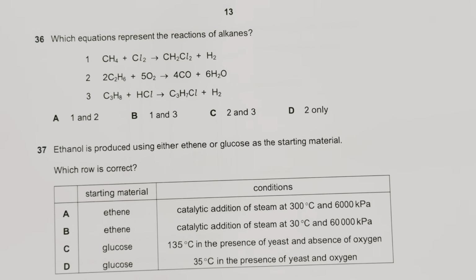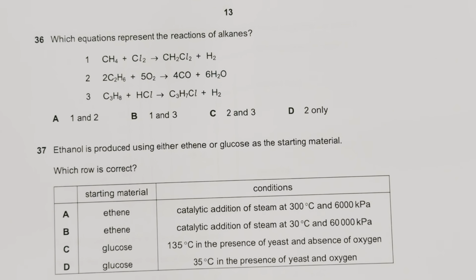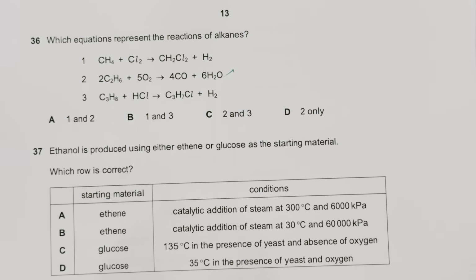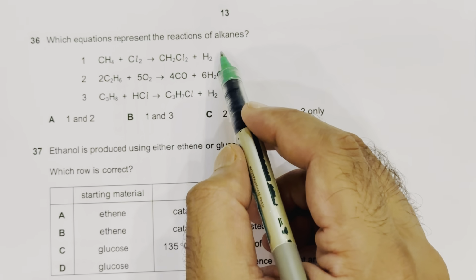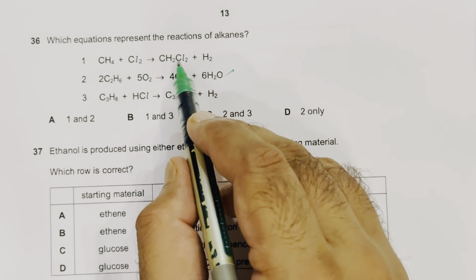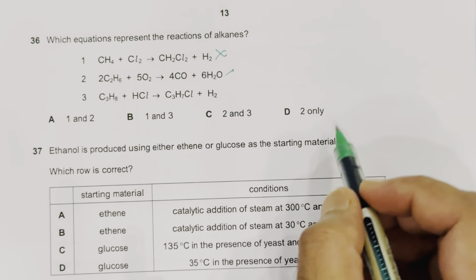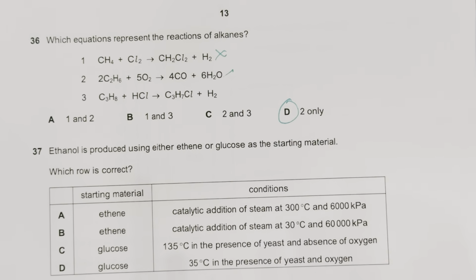Which equation represents the reaction of alkanes? CH4 plus Cl2 would give you CH2Cl2. Okay, 2C2. This is the right answer because it is showing the incomplete combustion, and this reaction is not correct because it will produce CH3Cl plus HCl and hydrogen will not be produced like that. So option D is the correct answer.